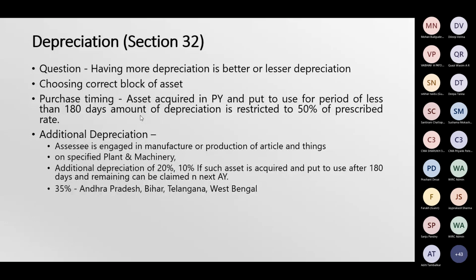Then again, the typical business decision that we take is whether to purchase an asset or lease that asset. There are several factors, and one of the considerations should be the tax implications of buying versus leasing. So that also you'll have to keep in mind.